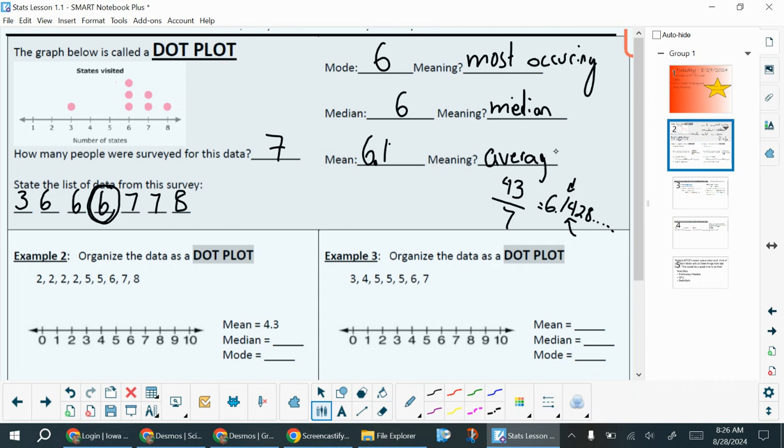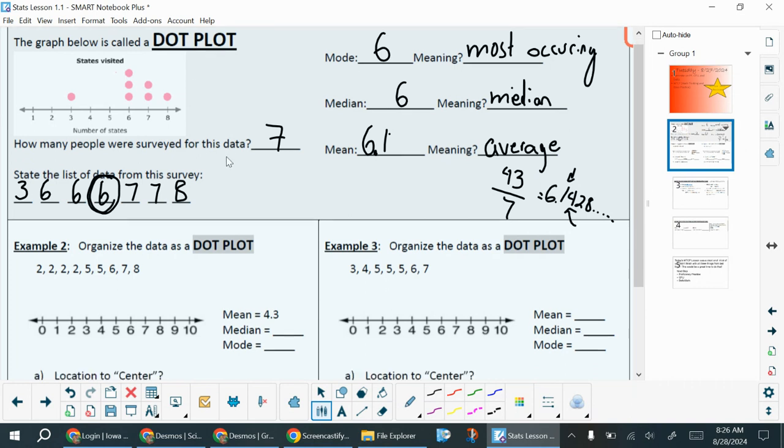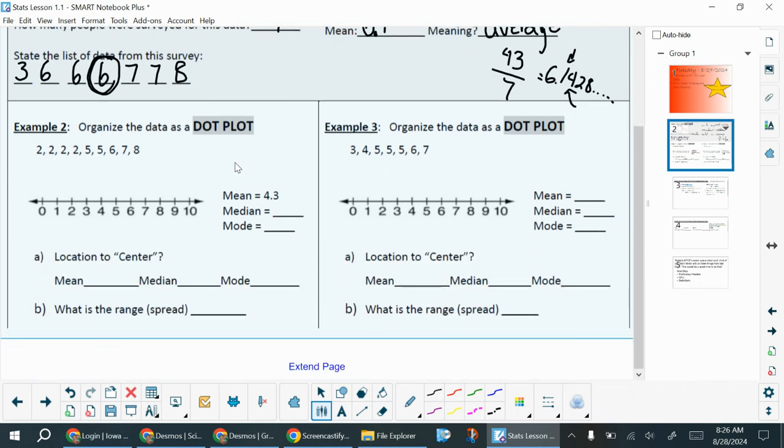Computer is being very slow. There we go. So if I move down here, we're doing the same basic thing, just backwards. Now they give us our list of data, and they're going to ask us to make the graph before we do the statistics stuff ourselves.